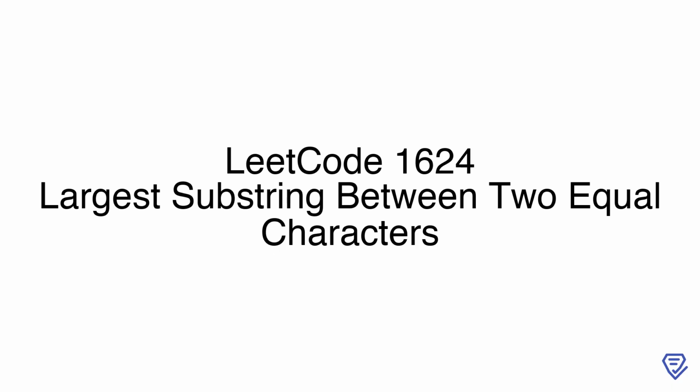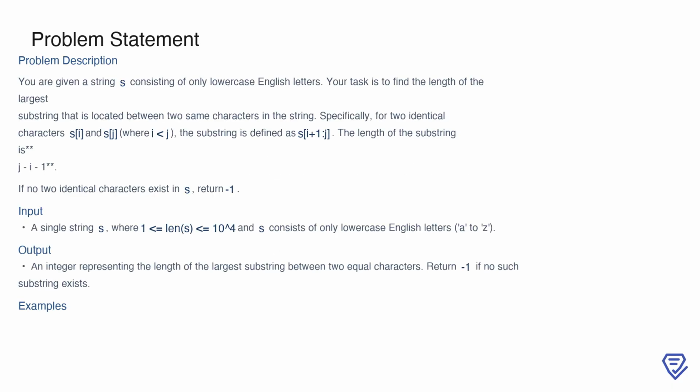Let's dive in. The goal is to determine the length of the largest substring that exists between two identical characters in the string. In this problem, you're tasked with analyzing a string, which consists only of lowercase English letters. Specifically, if you have two matching characters at positions i and j, where i is less than j, the substring of interest lies between these two positions, meaning it starts at i+1 and ends at j-1. The length of this substring is calculated as j-i-1.